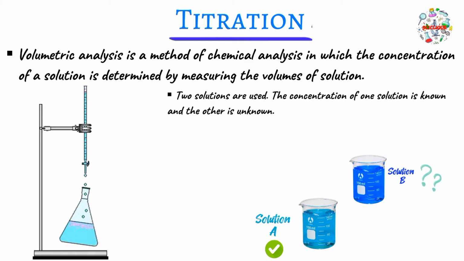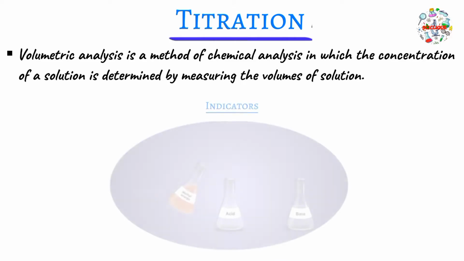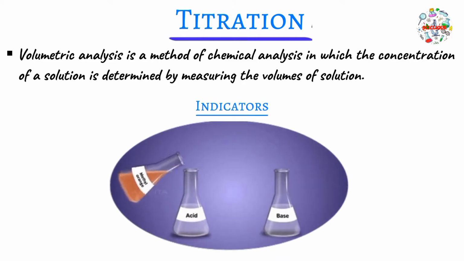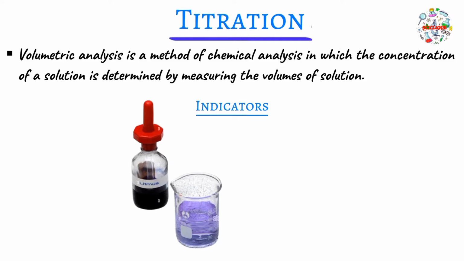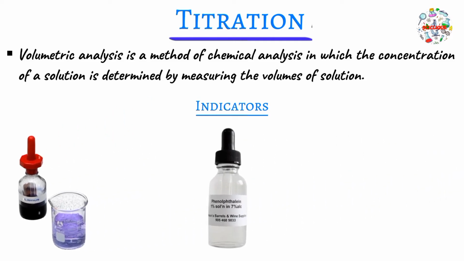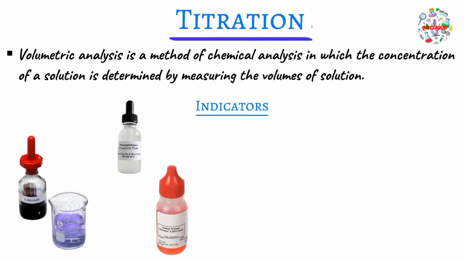An indicator is added to the solution in the flask at the beginning. So when a color change is seen in the resulting solution, it indicates that the endpoint has been attained. Now what are indicators? Acid-base indicators are substances that give a certain color when mixed with an acid solution and a different color when in a basic solution. These are used in titration to indicate the endpoint of a reaction. Usually in titration, around 2 to 3 drops of an indicator are used. This is more than enough.